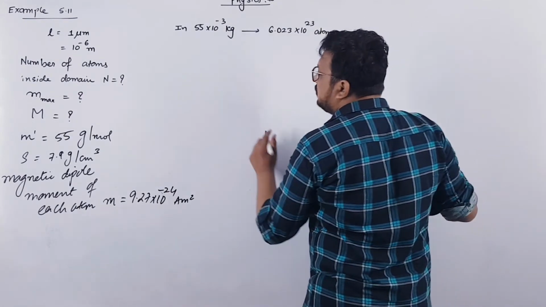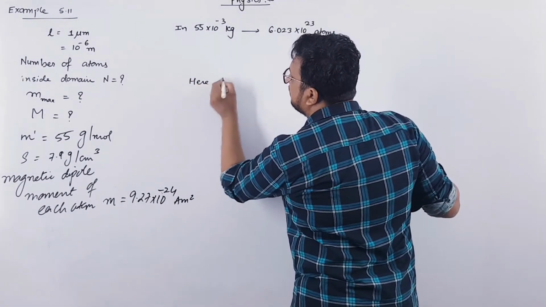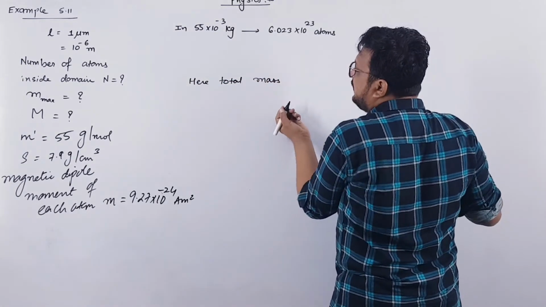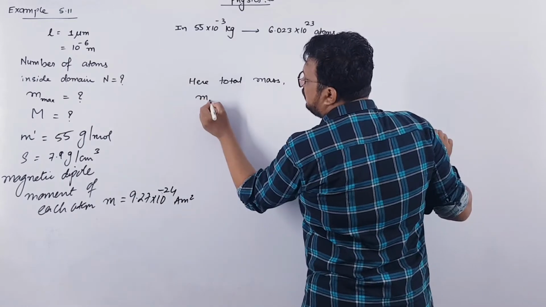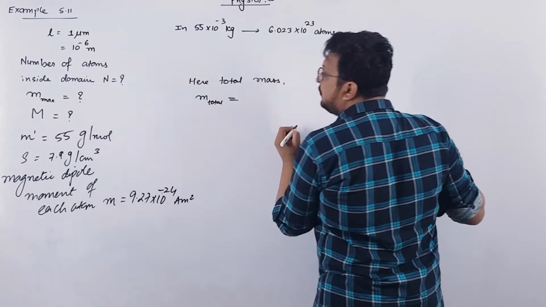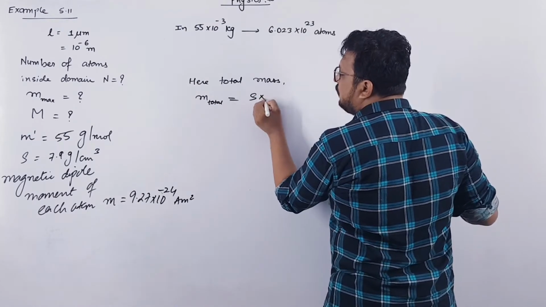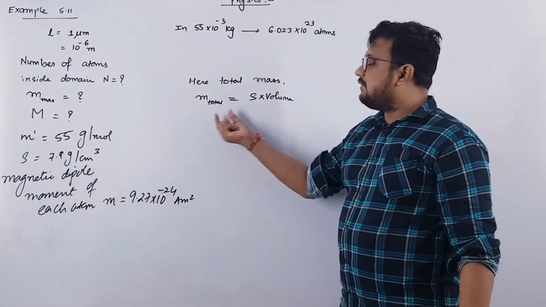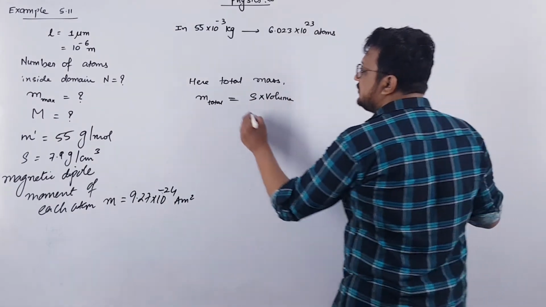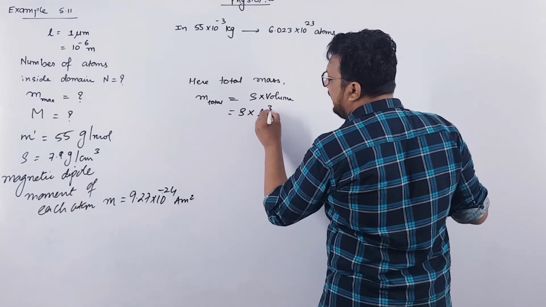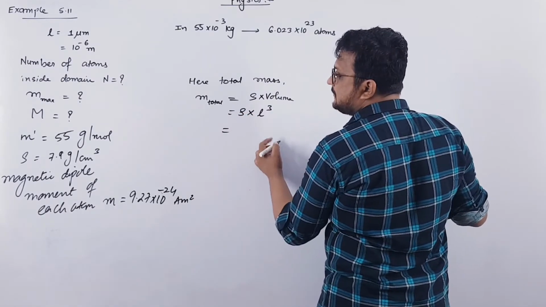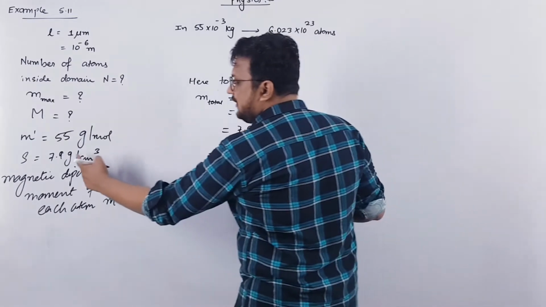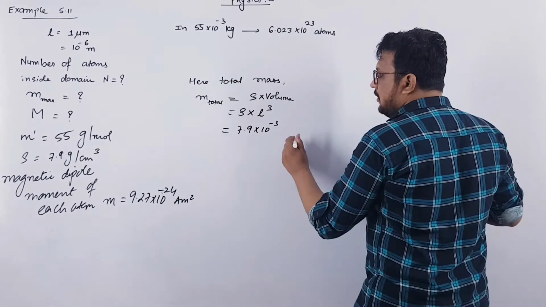So let me find total mass. M total is equal to density into volume. If you remember, density is mass over volume, so mass will be density into volume. This is rho, and volume of a cube is L cube. So rho is given as 7.9 into 10 to the power minus 3. I am directly converting this into kg.